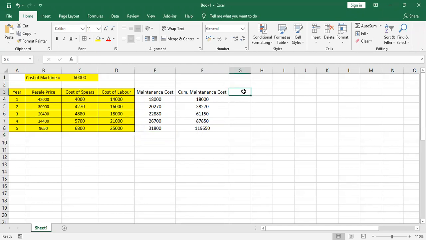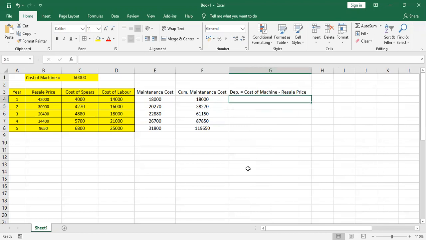Now we are going to calculate depreciation. Depreciation is basically the cost of machine minus resale price. Depreciation is basically the cost of machine minus resale price. So I'm going to calculate the depreciation.